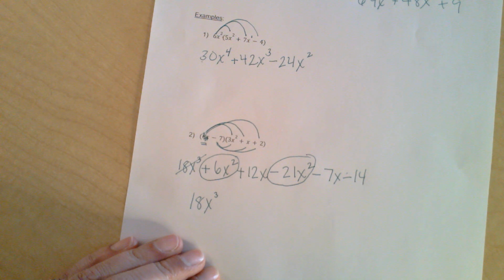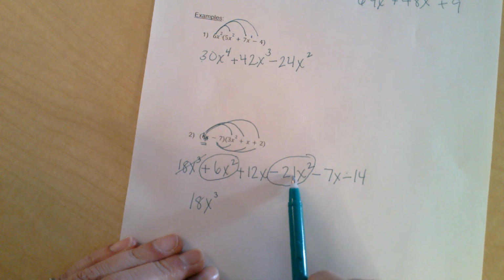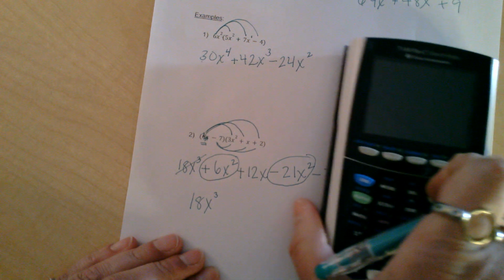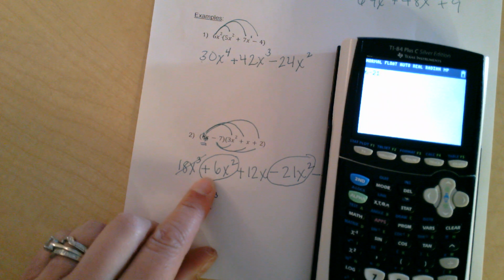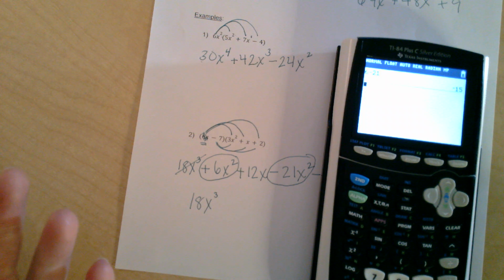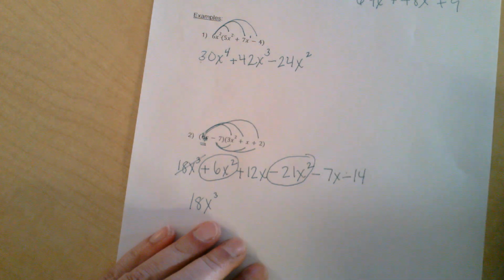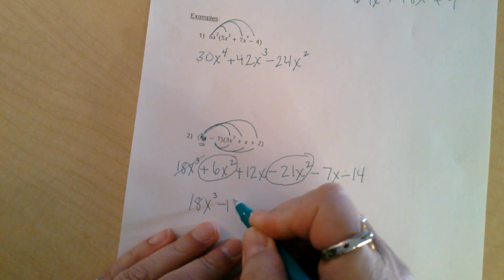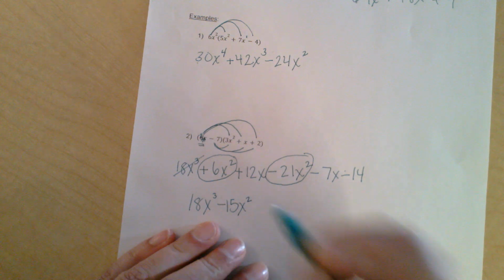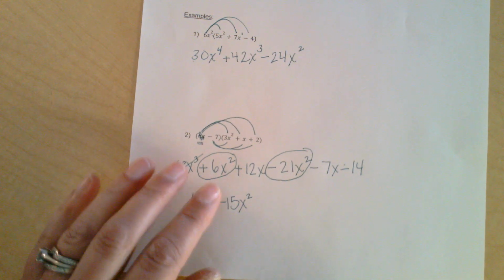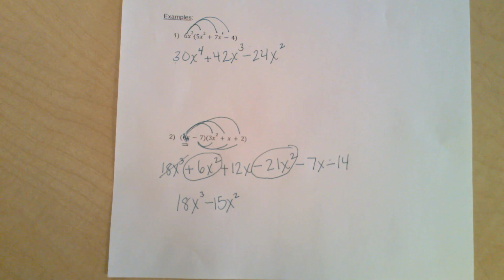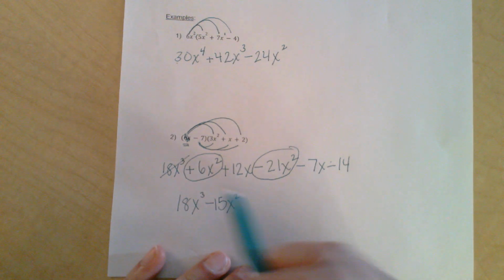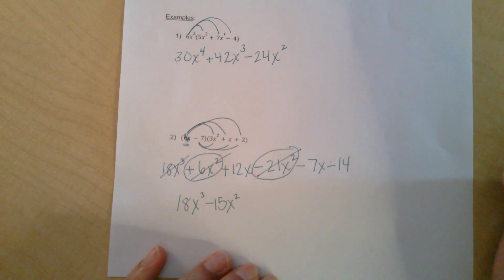So 6x squared minus 21x squared. And if you don't want to think about what 6 minus 21 is, you can just do 6 minus 21, just like you see it here, and you're going to get minus 15. So you can do it in the calculator, absolutely fine. I want you to concentrate on the process of multiplying and not worry too much about your adding and subtracting. Bring out that calculator. You're absolutely fine. So that's going to be minus 15x squared.